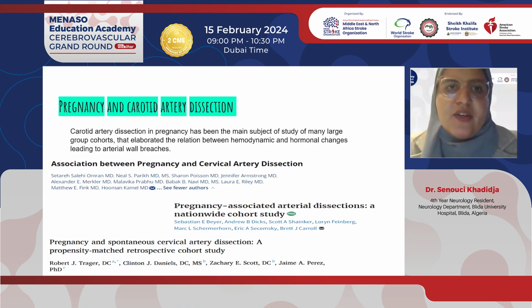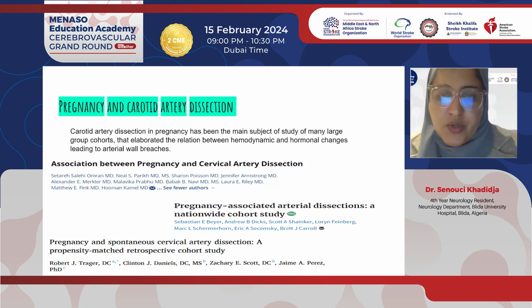So what about pregnancy and carotid artery dissection? As you know, carotid artery dissection in pregnancy has been the main subject of study of many large cohorts that elaborated the relation between hemodynamic and hormonal changes leading to arterial wall breaches. From the works that have been made, we are going to mention three major cohorts. The first one is the Salhi Omran cohort, the American cohort, that studied 826 pregnant patients versus perfectly matched 826 pregnant patients who were admitted for renal colic.